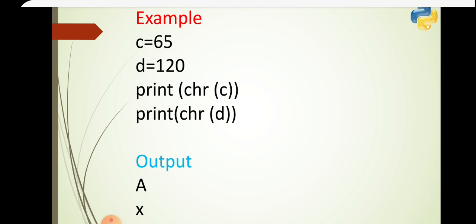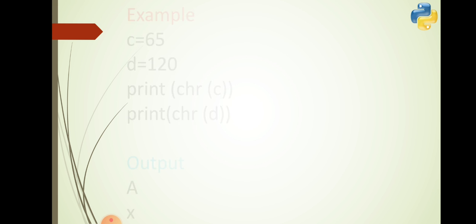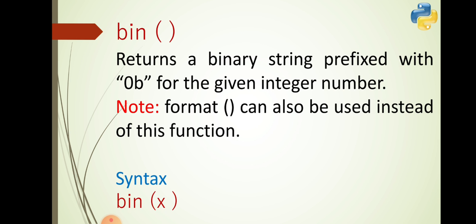Okay, so the next thing is BIN. BIN is a binary value. It returns a binary string prefixed with 0b. That means 0 is 0, and b indicates the binary value. So the prefix will be added.